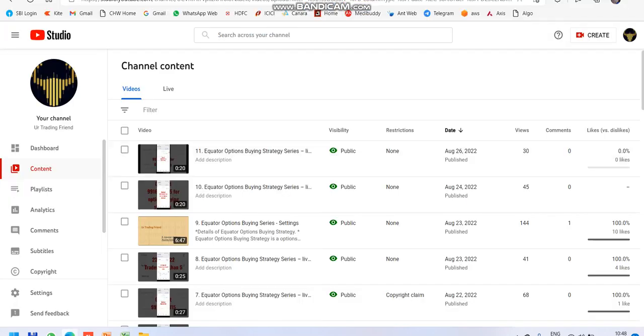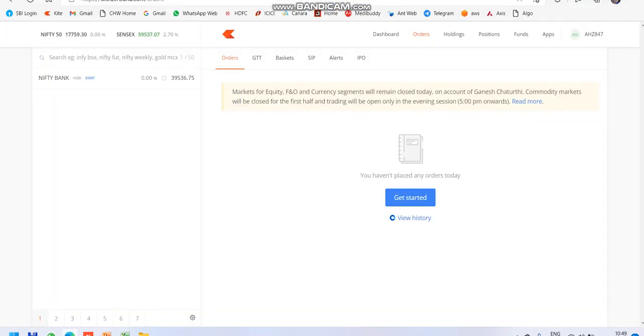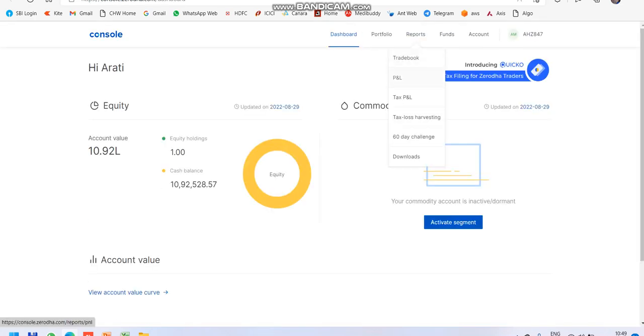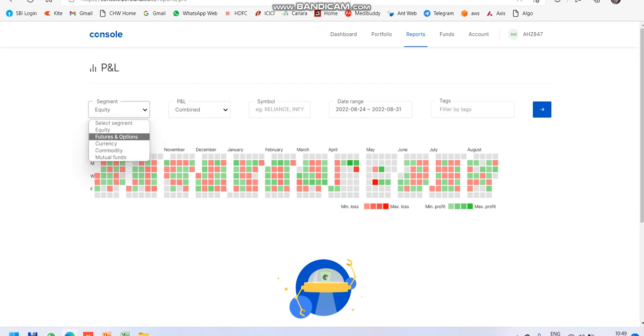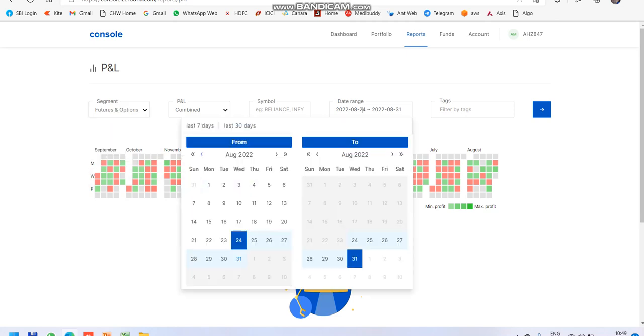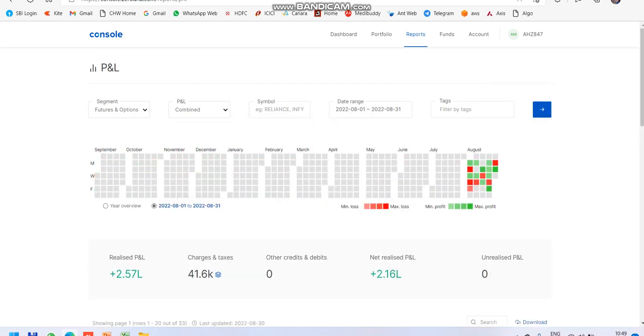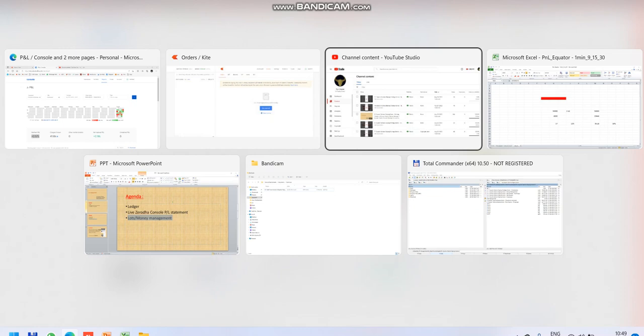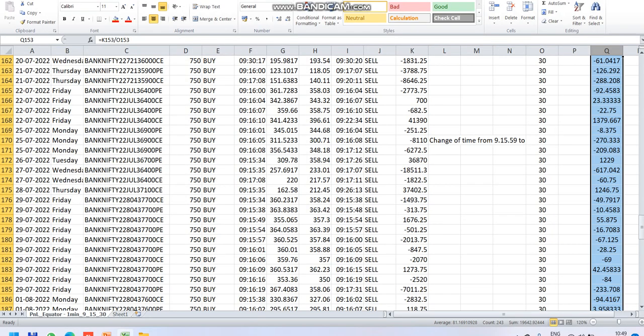Coming to the ledger, I will show you. I'll take you to the console, so I'll not waste much time. In PNL, I'll select futures and options. August month's performance I'll show you first. Selecting the date from 1st August to 31st August, you can see here 2,57,000. But in my Excel, how much did it come?